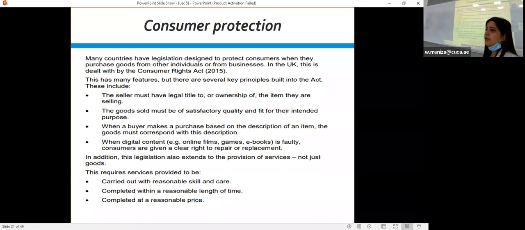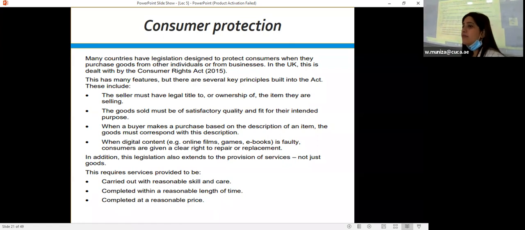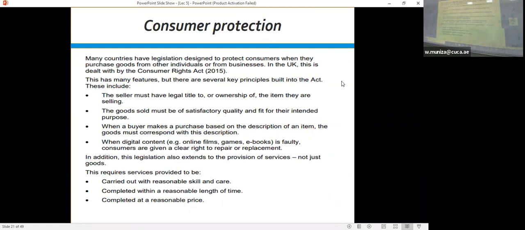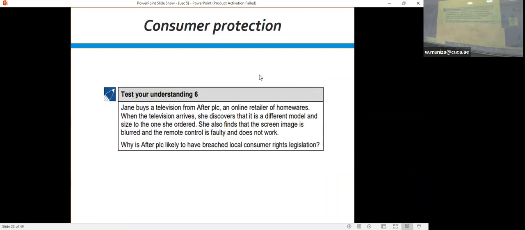Sometimes the organizations are only providing the services. Then those services must involve reasonable skill and care. These must be completed within a reasonable length of time and must be completed at a reasonable price. So the Consumer Protection Act, Consumer Rights Act 2015 has to be followed in that case.